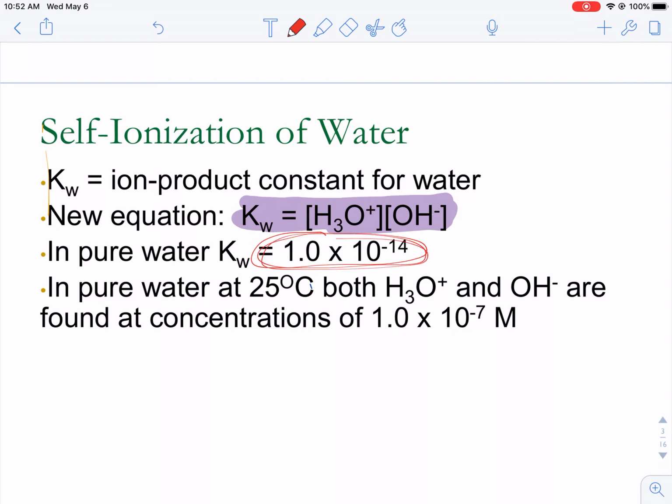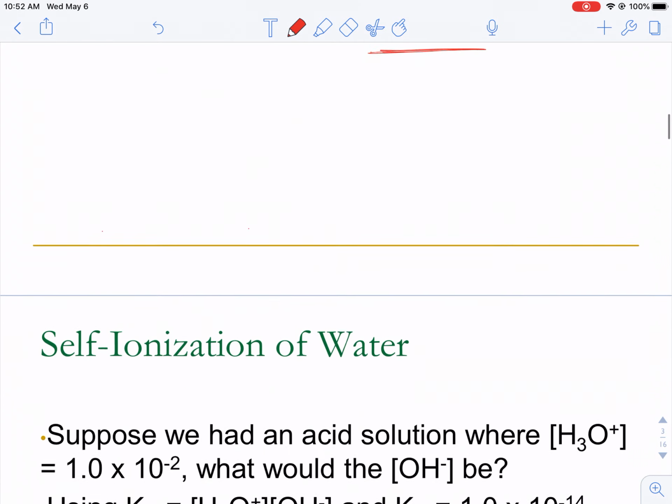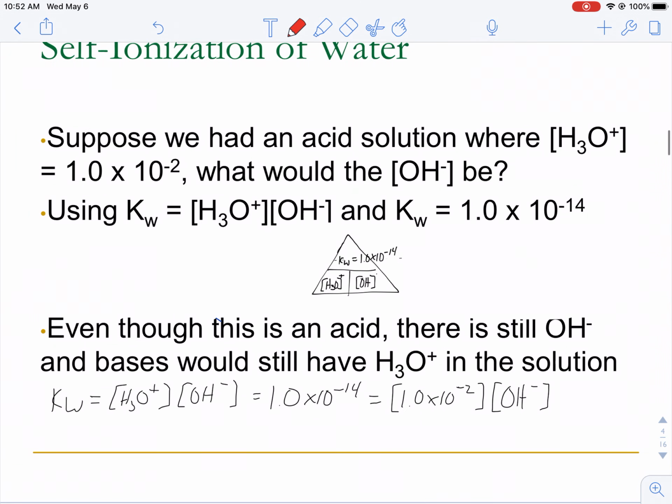So in pure water at 25 degrees Celsius, both the hydronium and the hydroxide ions are found at concentrations of 1 times 10 to the negative 7th molarity. Now we can use the fact that pure water is 1 times 10 to the negative 14th to help determine what the concentrations are of hydronium and hydroxide ions for something that is acidic or something that is basic. So suppose we had an acid solution where the hydronium ion concentration was 1 times 10 to the negative second. What would the hydroxide concentration be?